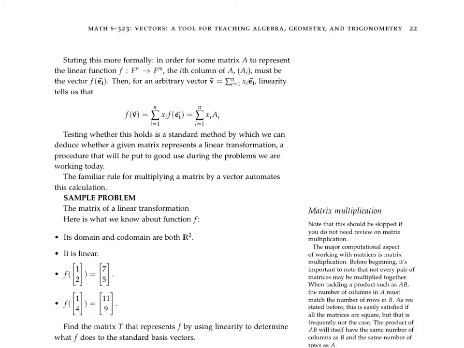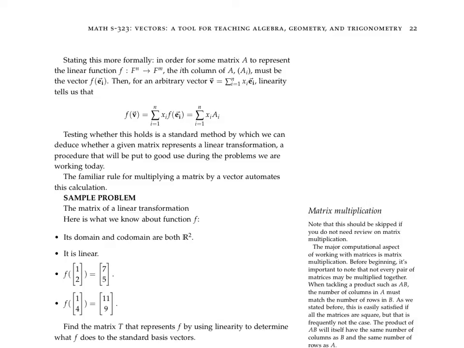Now, we're going to state the exact same thing, so none of the material here is very new, but I wanted to introduce how we use summation notation when we're talking about matrices. So let's take a look at this statement. It says, stating this more formally, in order for some matrix A to represent the linear function f, which goes from F^n to F^m, remember that's the set of elements denoted by n-tuples of members of the field F, and we're mapping to F^m, which is m-dimensional.